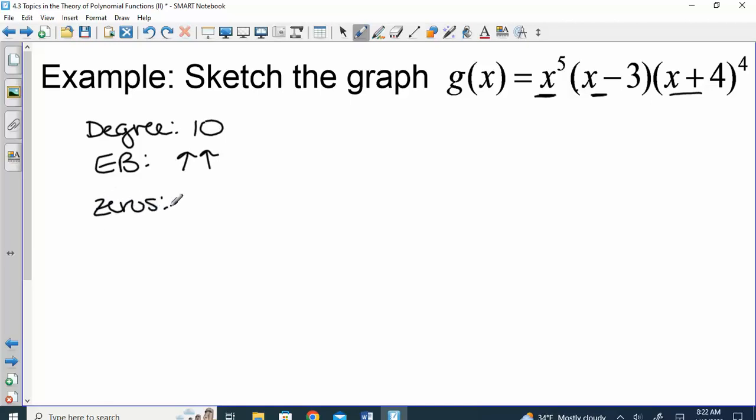Zeros. Alright, if you set this equal to 0, anytime you have a plain x, it's just 0, and it would be multiplicity 5. If you set x minus 3 equal to 0, you get 3. If you set x plus 4 equal to 0, you get -4, multiplicity 4.